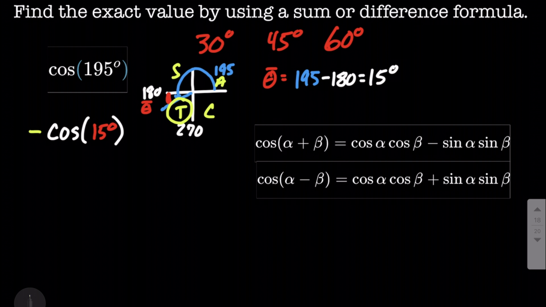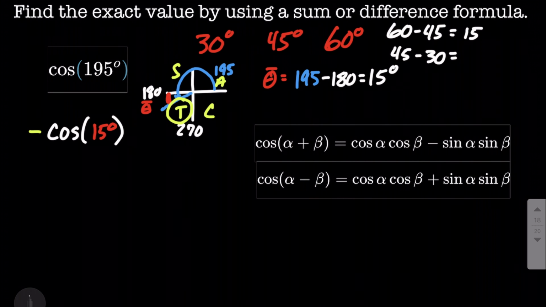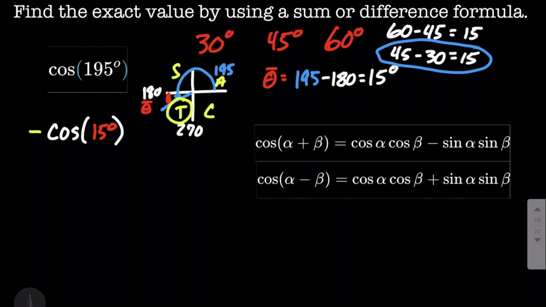Okay, next we need to pick out which two angles either add together and make 15 or subtract and make 15. So we have choices here. If we use 60 minus 45, that makes 15. Or we could use 45 minus 30, and that also makes 15. So the choice is really up to you. We would get the exact same solution in either case. We just have to make this decision, which one do we want to use. It doesn't matter to me. I'm not going to go through both of them in this case. I'll do 45 minus 30.